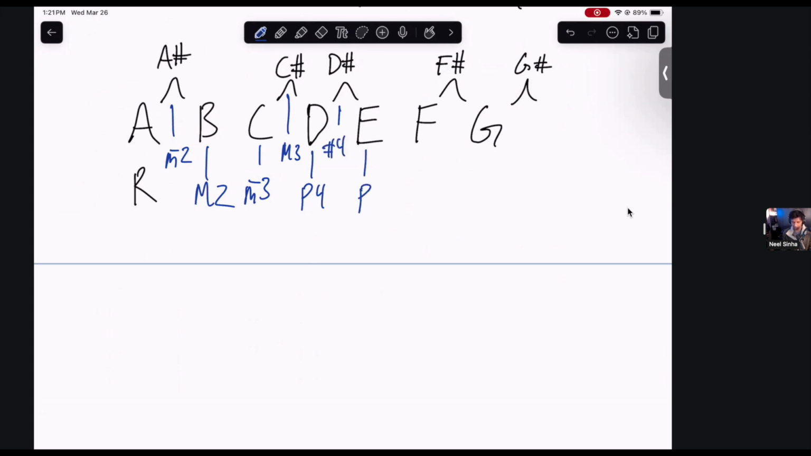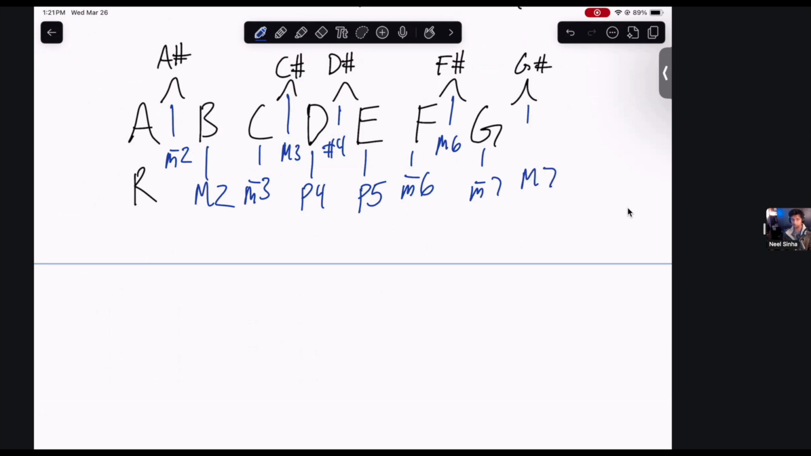Then E is perfect fifth. Above perfect fifth is minor 6. So this is minor 6. Above that is major 6. Then minor 7. Then comes major 7.